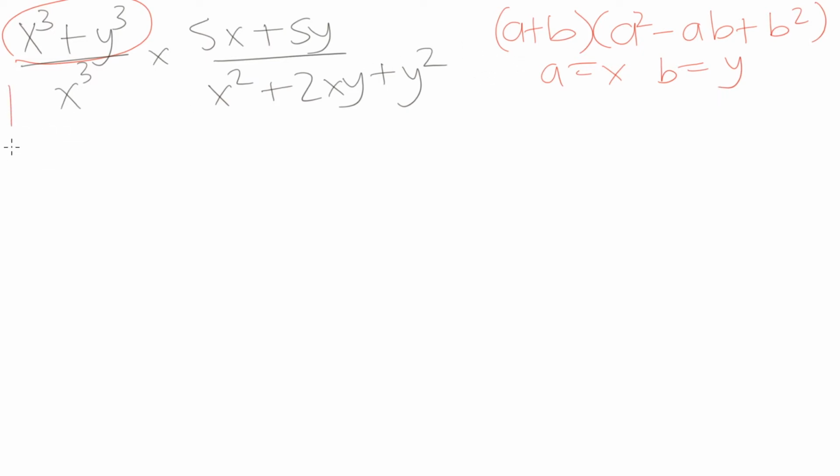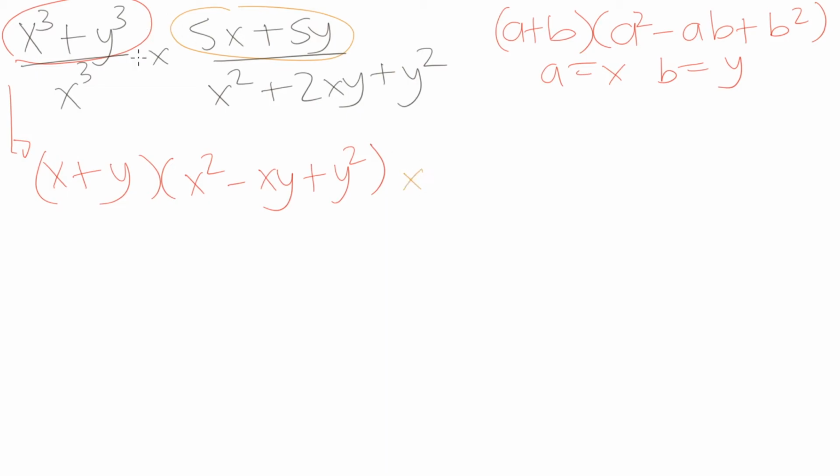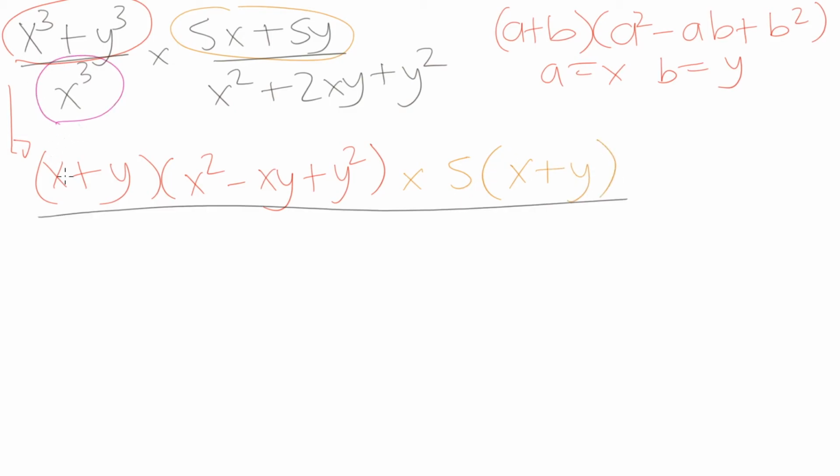So we can write down this as x plus y multiplied by x squared minus xy plus y squared. Now let's try to factor this part right here. So we're going to keep our multiplication sign, and if we factor out the 5, we're going to be left with x plus y. Well, this x cubed can't be factored further, so let's just keep this x cubed as an x cubed for now. And we have our multiplication sign there.